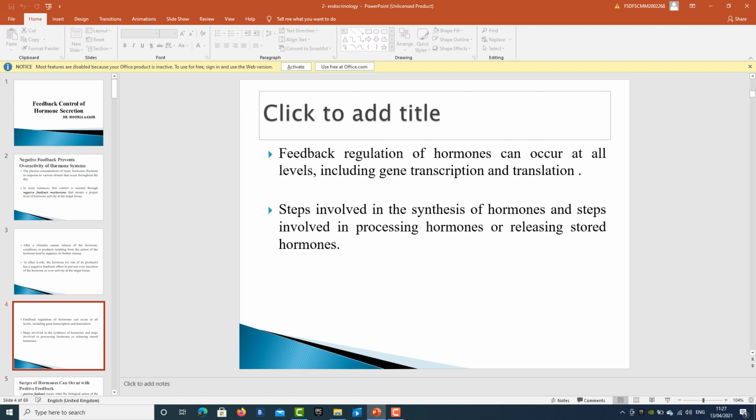Feedback regulation of hormones can also occur at the levels of protein formation, which includes the gene transcription, gene translation, the steps involved in the synthesis of hormones, the steps involved in processing hormones, or releasing the stored hormones.